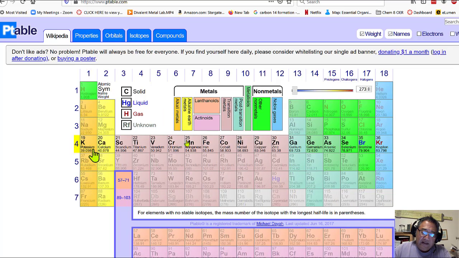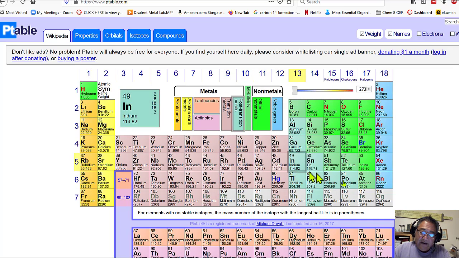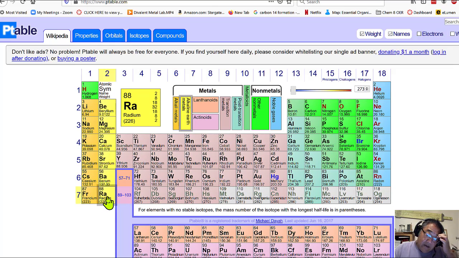So if you look on the periodic table, you can go all the way down to here, and we get to element 118. So there's 118 different elements. Now, naturally occurring elements, there's not as many. The last naturally occurring element is actually, let's see, might be radium. No, uranium.